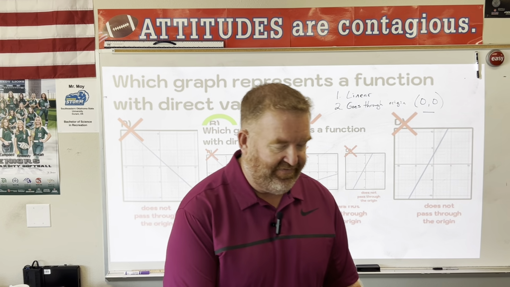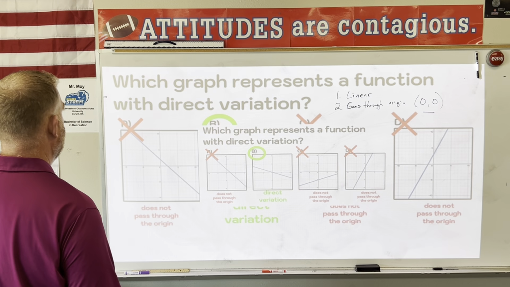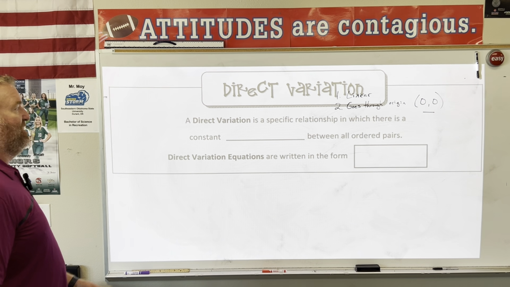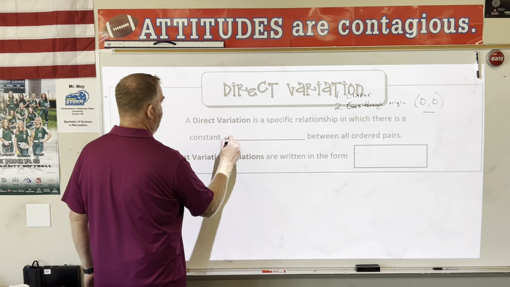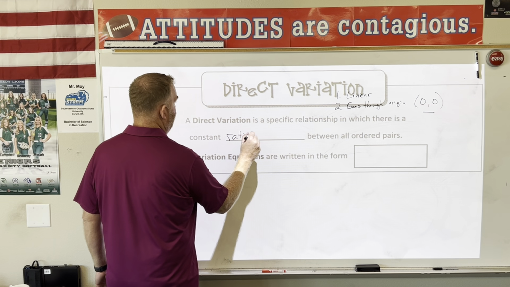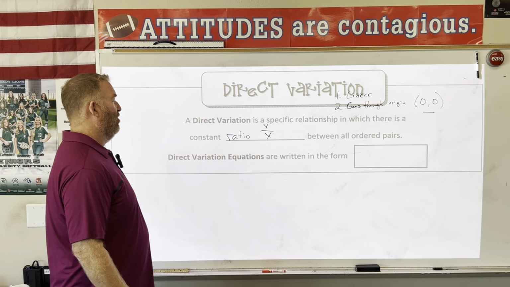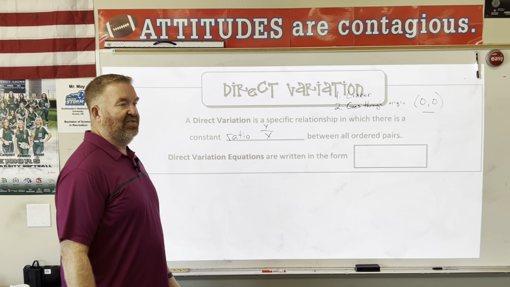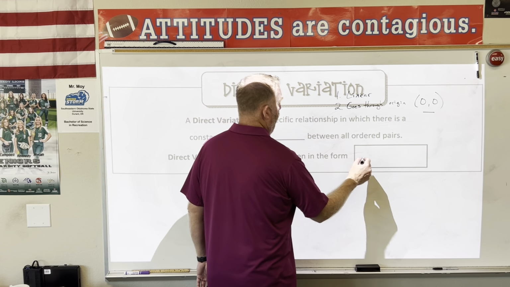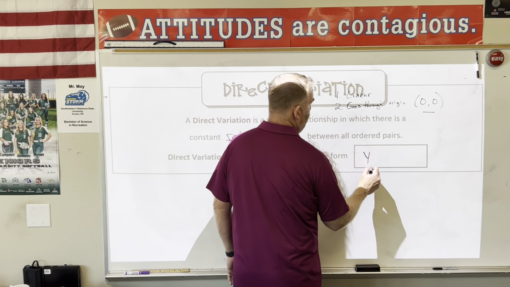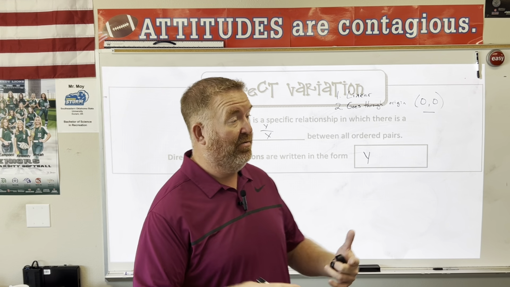All right, let's talk about direct variation. Direct variation is a specific relationship in which there is a constant ratio. There is a constant ratio, which is y over x, between all ordered pairs. Direct variations are written in the equation, this right here. Please don't ask me why they do this, okay? I don't know the answer. If somebody knows the answer to this, please comment below. Okay, please. I don't know.